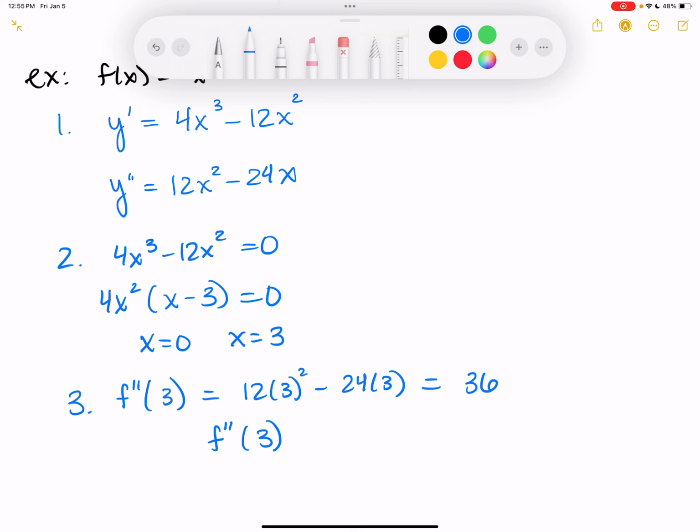All right, so it's all even. That means that f double prime of 3 is what to 0? Less than or greater than? Greater than, because it's positive. So if it's greater than 0, what does that tell us? The original value is a min. It's a min.